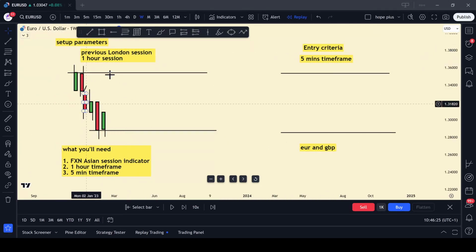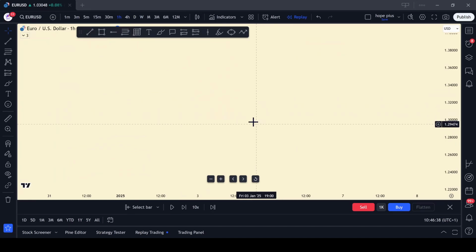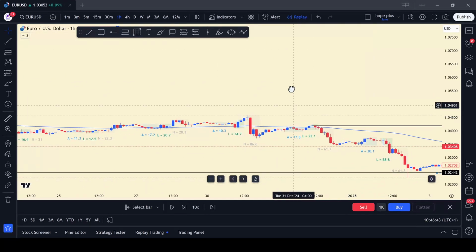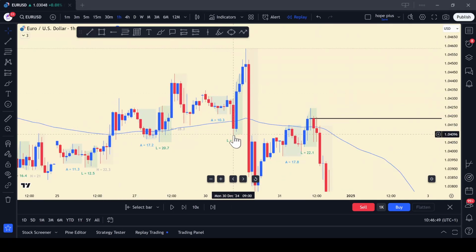Now, in the 1 hour time frame, when you place your indicator, it's going to display a session. For example, let me go to the 1 hour time frame and go back here. In this place, the indicator will show you the London session. This green one here is my London session, the light red is the New York session, and this one here is the Asian session.